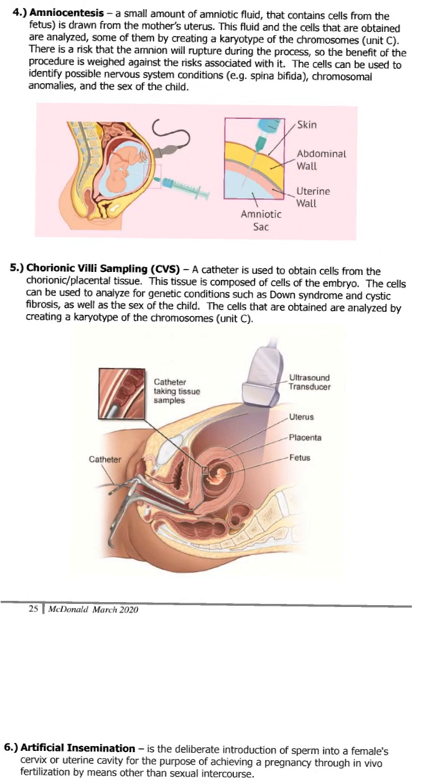Amniocentesis and chorionic villi sampling are ways to test the cells that are associated with the fetus. So in amniocentesis, a small amount of amniotic fluid is drawn from the amniotic sac using a needle. And you can see there's an ultrasound device on top of there as well. That ultrasound device is just going to ensure that the needle goes into the right location. The amniotic fluid contains cells from the fetus, and then those cells can be drawn and investigated for chromosomal conditions, nervous system disorders, the genetic sex of the child, and so on.